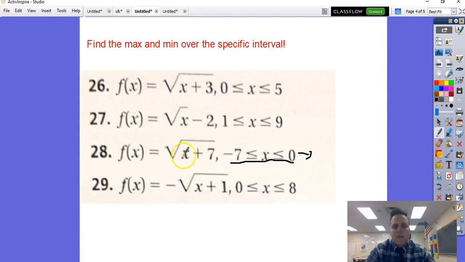Now, it's a different graph. It's square root of x plus 7. So as far as on a graph, you should realize, oh, that plus 7 right here, that just means I moved it to the left 7. So now I start at -7. And I go up and over like this.